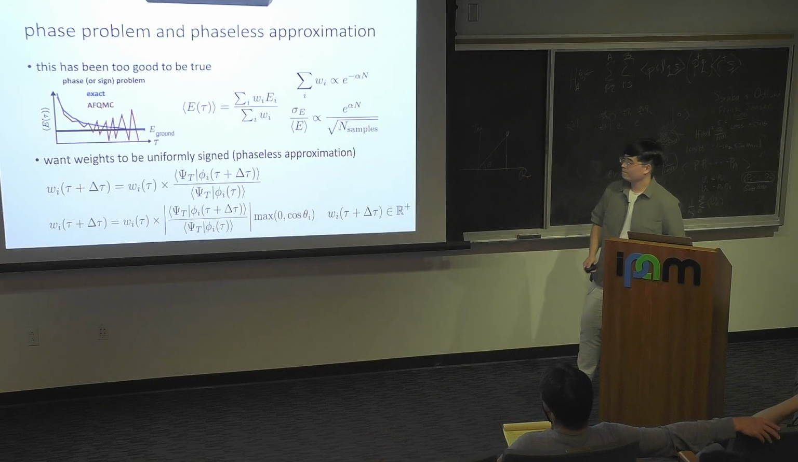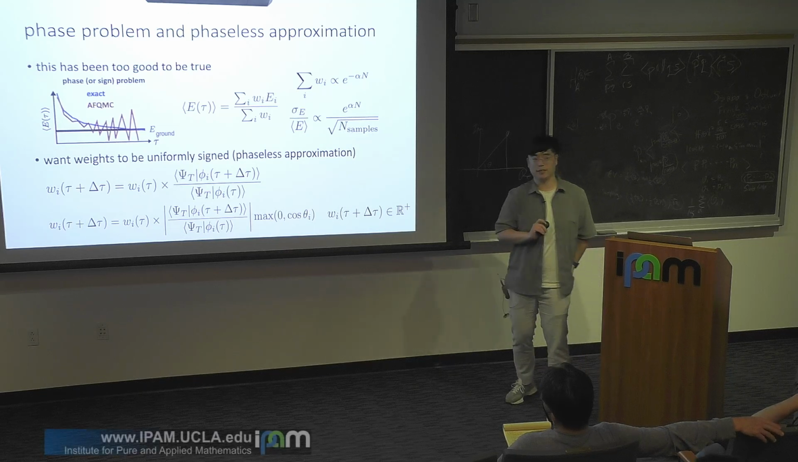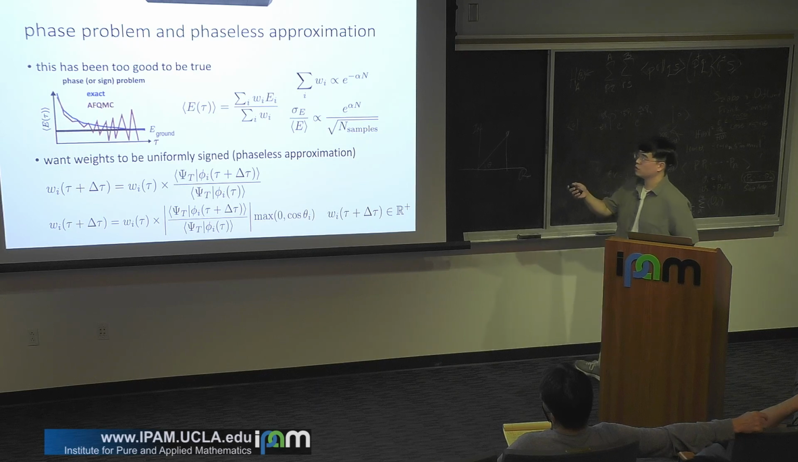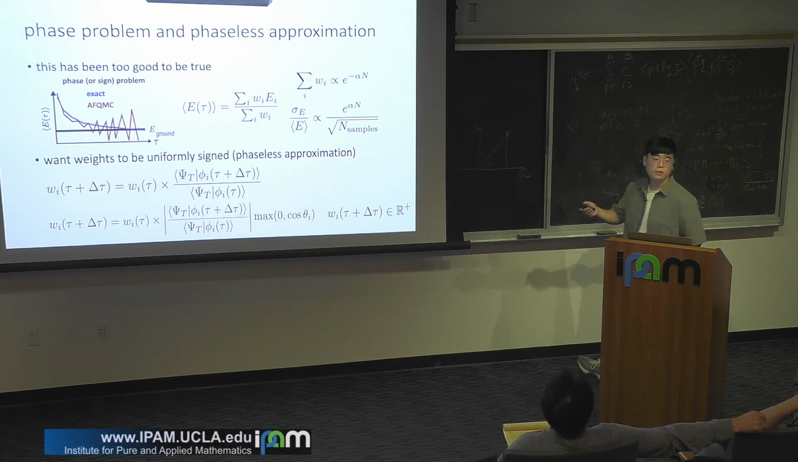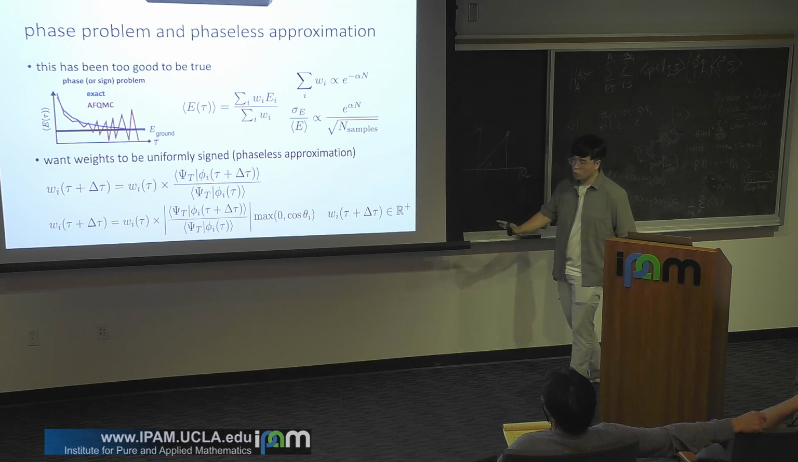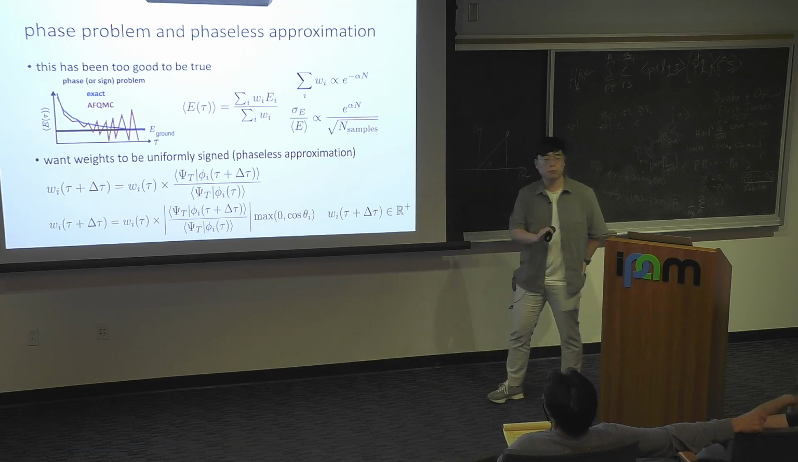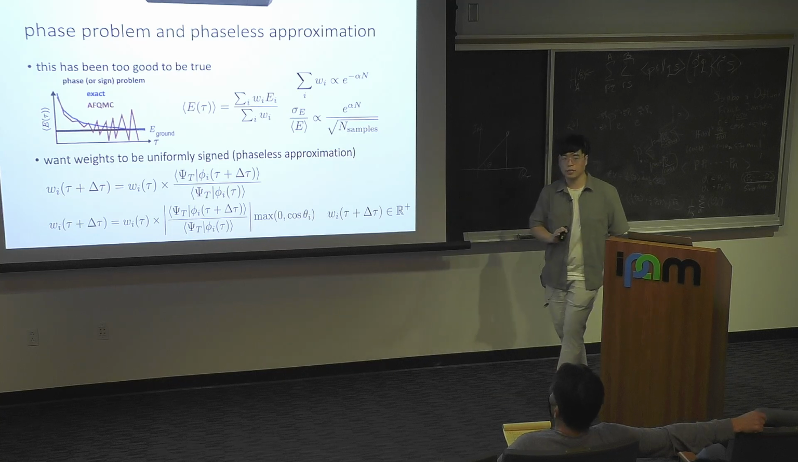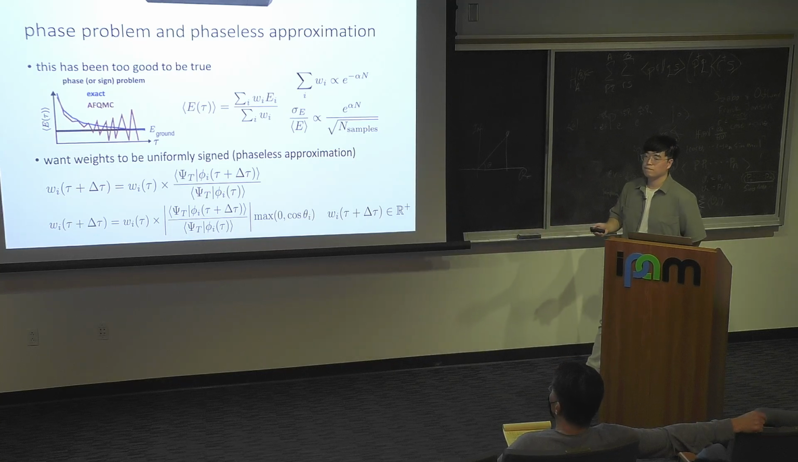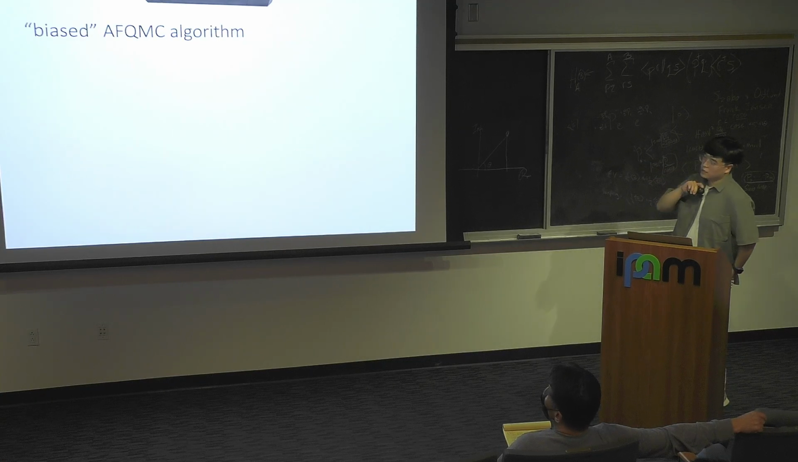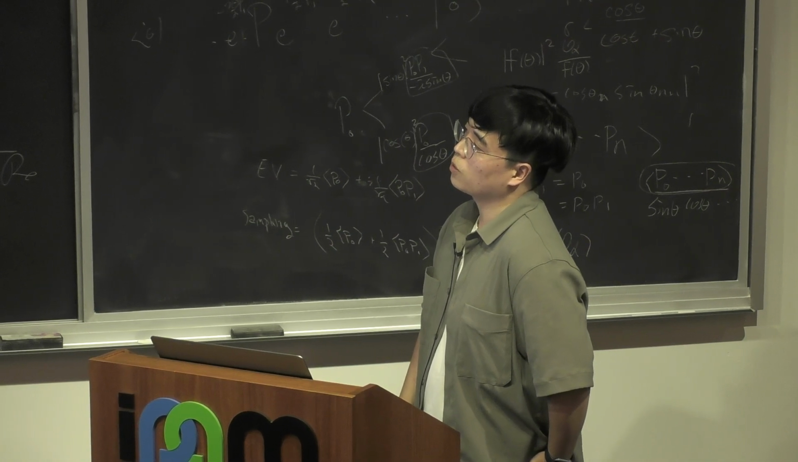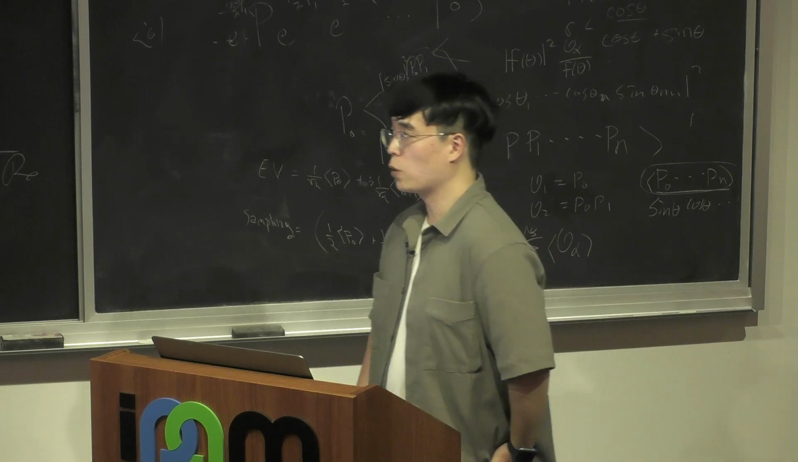Does this introduce a bias or not? It does introduce bias, yes, exactly. But the good news is we don't have exponentially growing variance anymore. So we have overall polynomial scaling, including the sample complexity, but we don't get exact answers anymore. So this is a biased AFQMC algorithm. The result is no longer exact, but as I said, it's overall efficient.